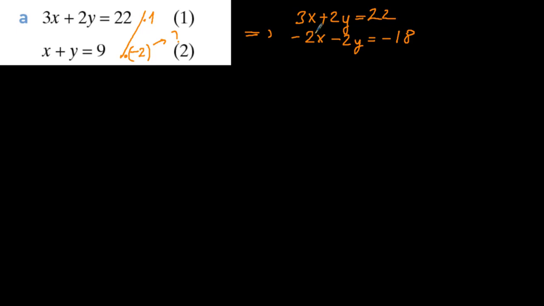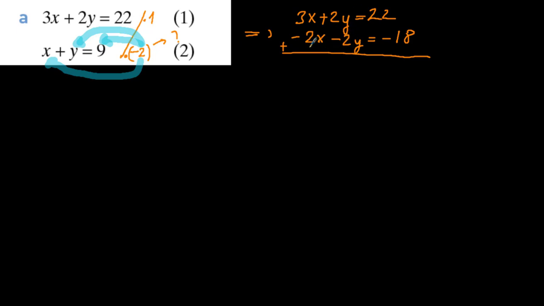Again, I need to repeat here. When I multiply by minus 2, I need to multiply all the terms here. This term should be multiplied by 9, then I have to multiply by y, then I have to multiply by x also. So the result is minus 2x minus 2y equal to minus 18, it should be.